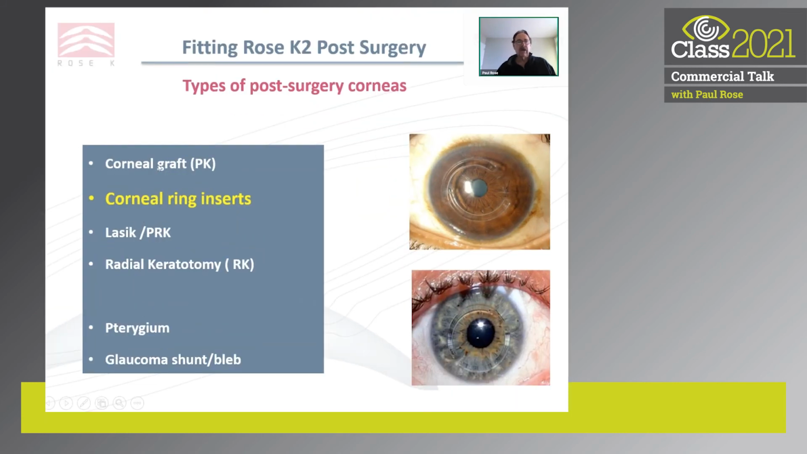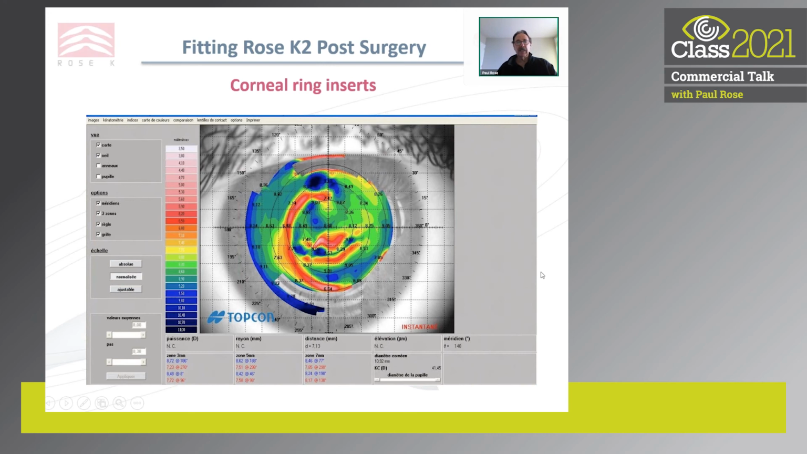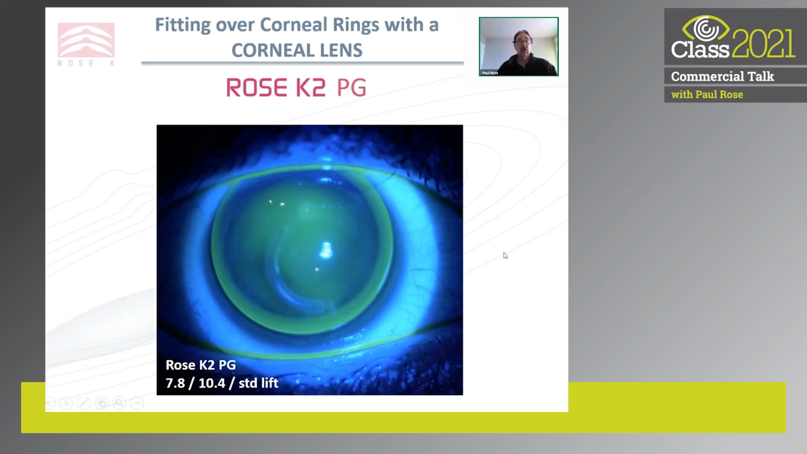So let's now move away from corneal grafts and touch on corneal ring inserts. Not a lot of these have been done in New Zealand, but I know in some countries like Spain, there were many fitted. And this is a map which typically shows the highest point of the cornea is over the insert, directly over the insert. So here is a corneal lens, a rose-colored post-graft lens, fitted on an insert. The patient got excellent vision, a very good result.